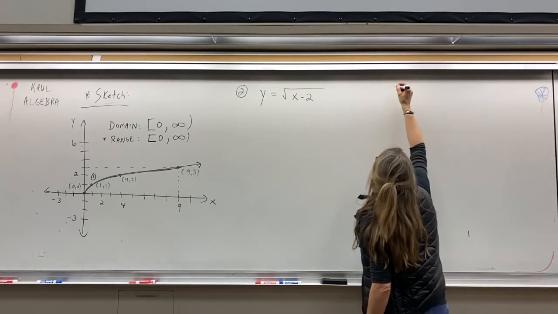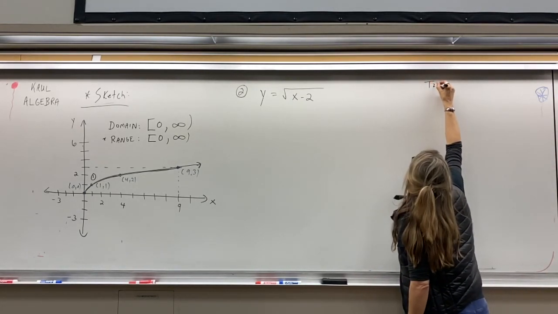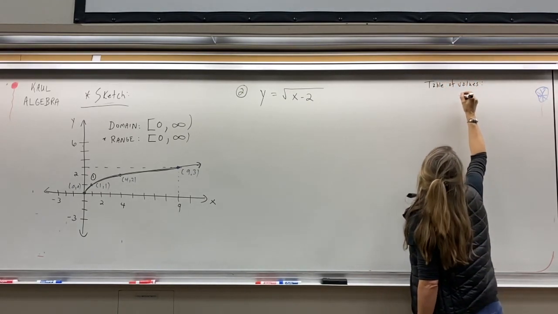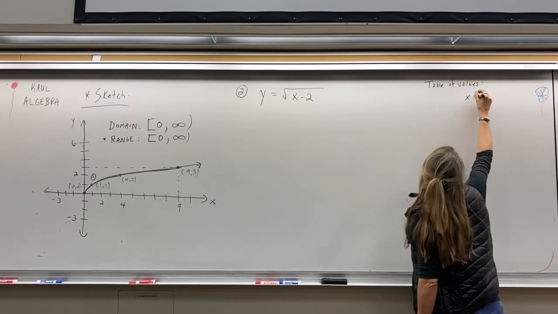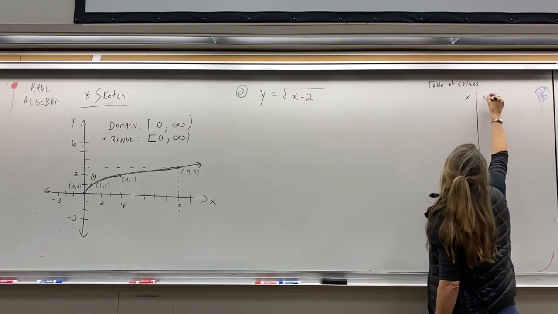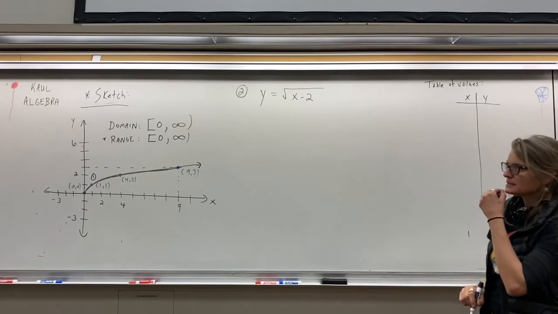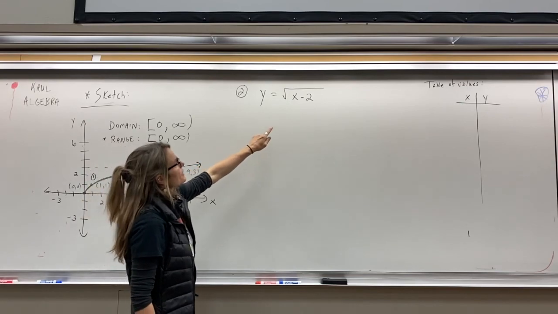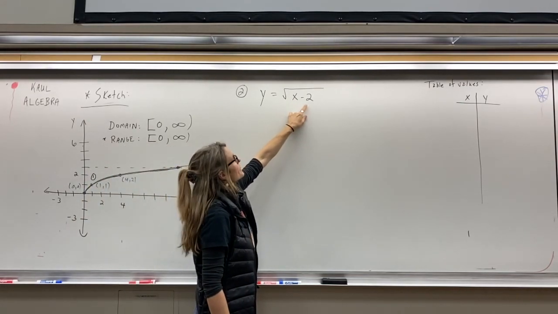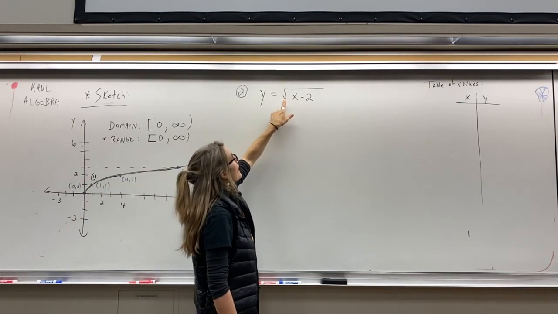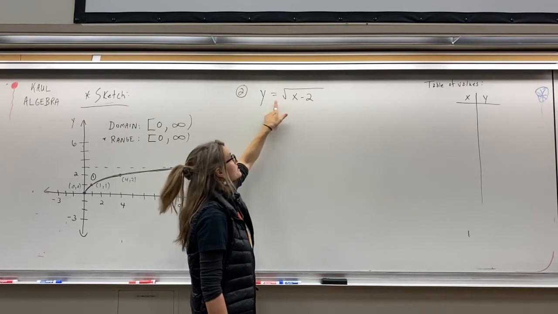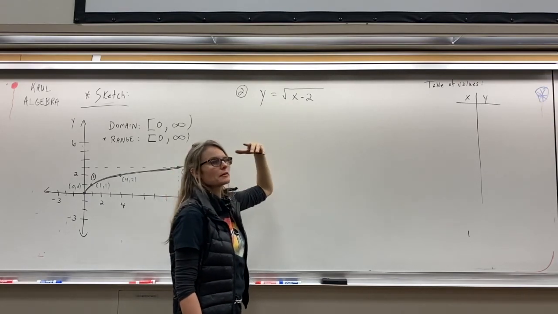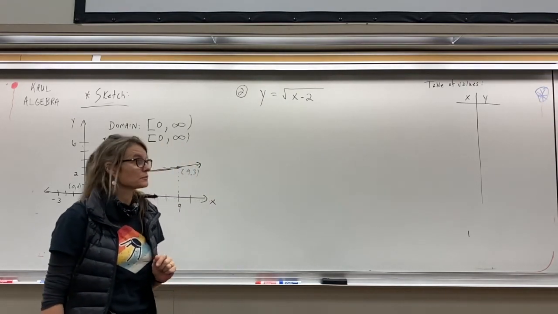So here's my table of values. In this case, I have to do a little bit more thinking. I want to pick a number for x so that when I subtract 2 from it, I will have a perfect square. This means nice output for y. Well, it doesn't necessarily have to be a perfect square, but I'm going to try to avoid working with decimals. You can really pick anything.